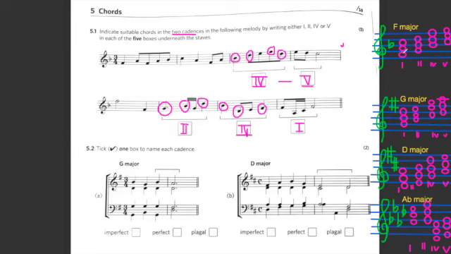So I keep glancing up at my chord plan to double check that. And then, again, making sure that this is a cadence. 4 to 1 is a plagal cadence. So that's fine, that's correct.